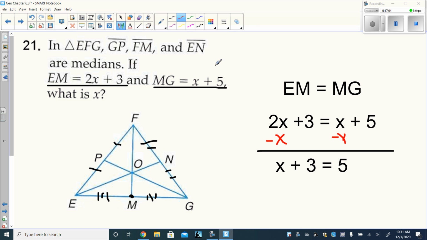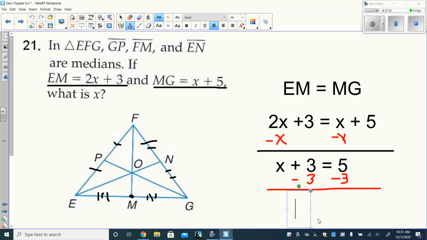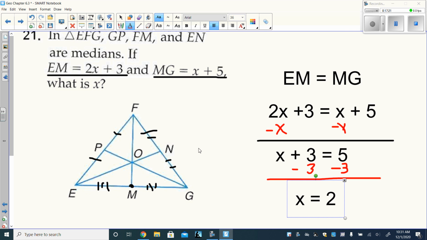Now again, solving for the value of x, the next thing we would do is subtract 3 from both sides. And when I subtract 3 from both sides, I get x is equal to 2. Well, now we're done. It just asked for the value of x. It didn't ask for a length. So we're done. That's it.